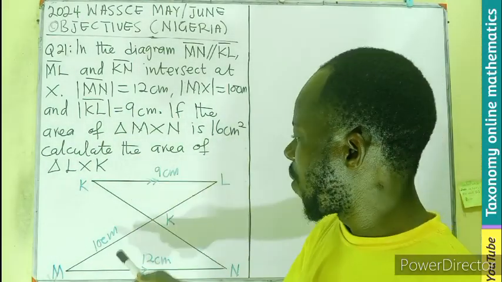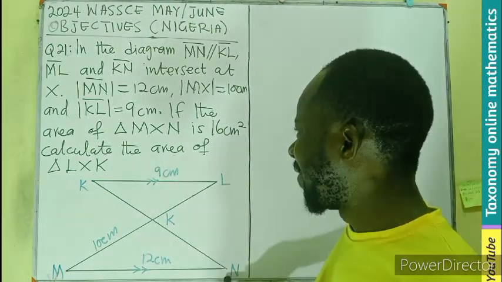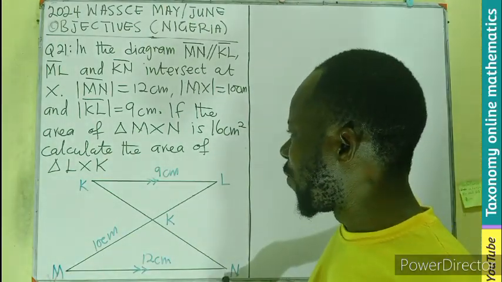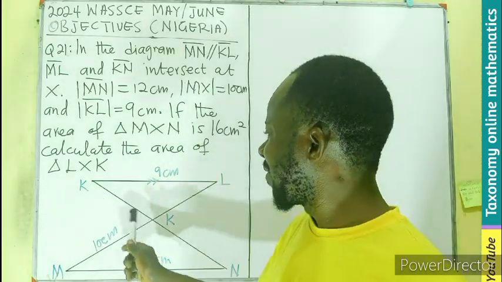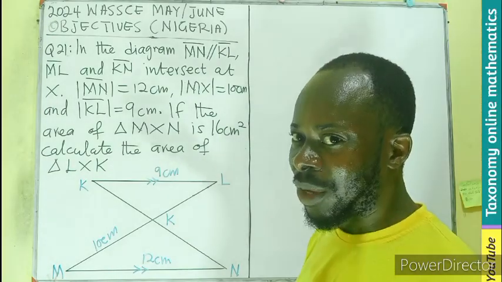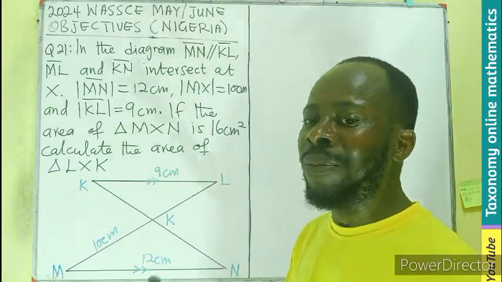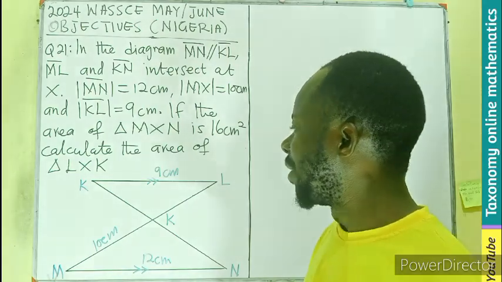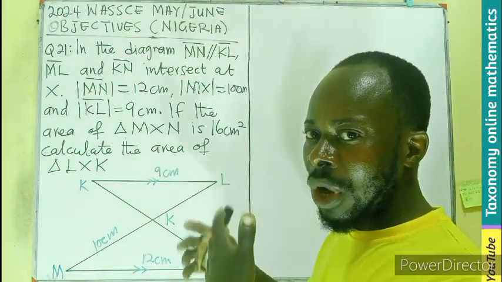If the area of triangle MXN is 16 centimeters squared, we have to find the area of triangle LXK. So if you look at these carefully, these are similar triangles which one has been enlarged or has been diminished to form the other one. So we need to know the scale factor that is transforming one triangle to the other one.